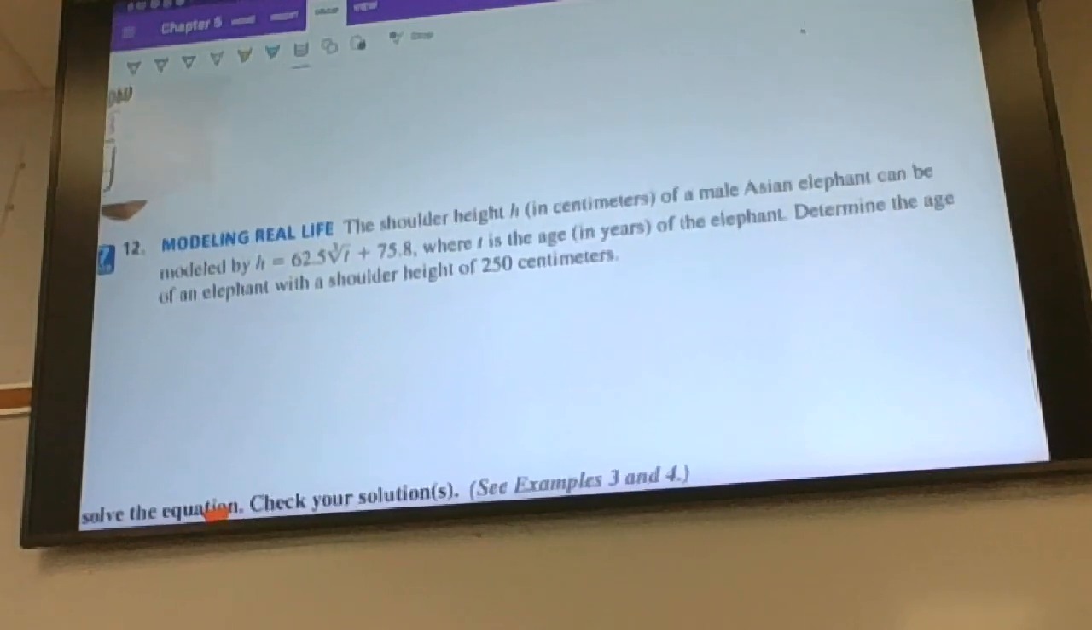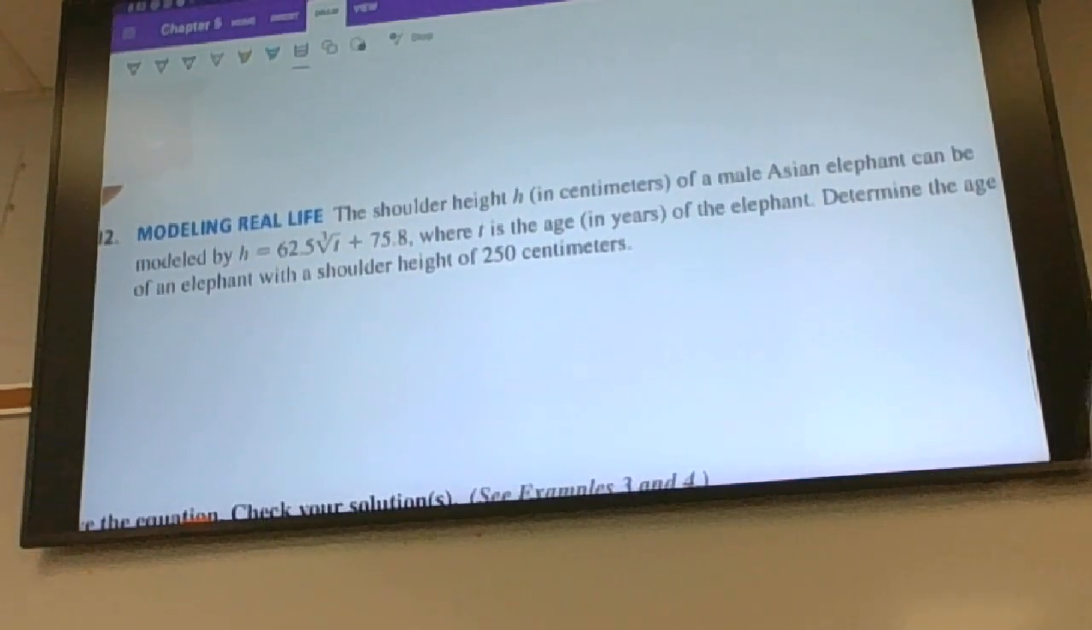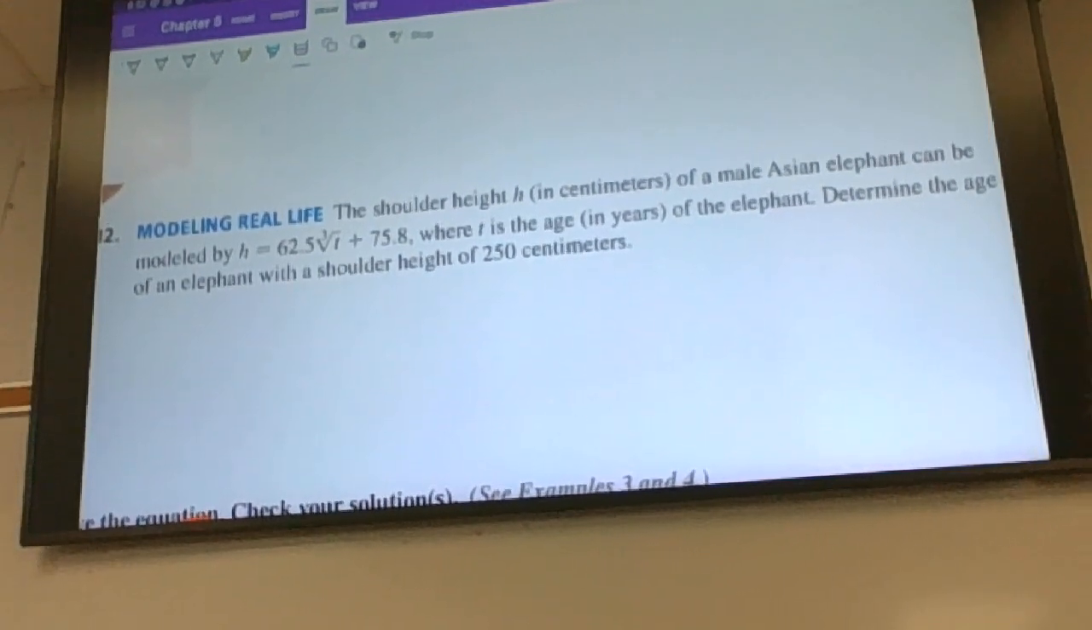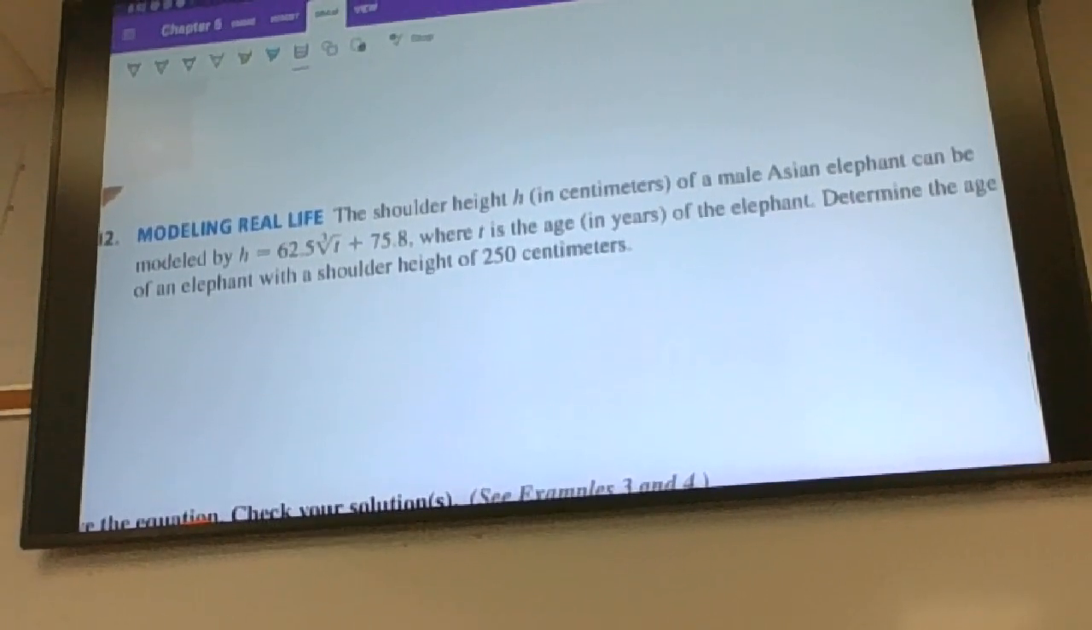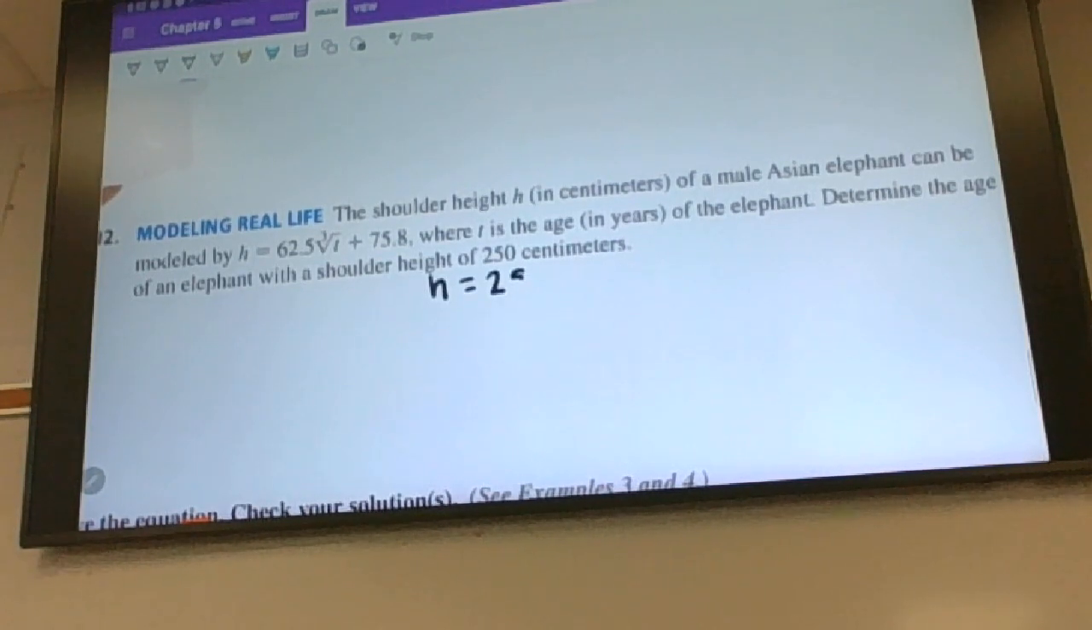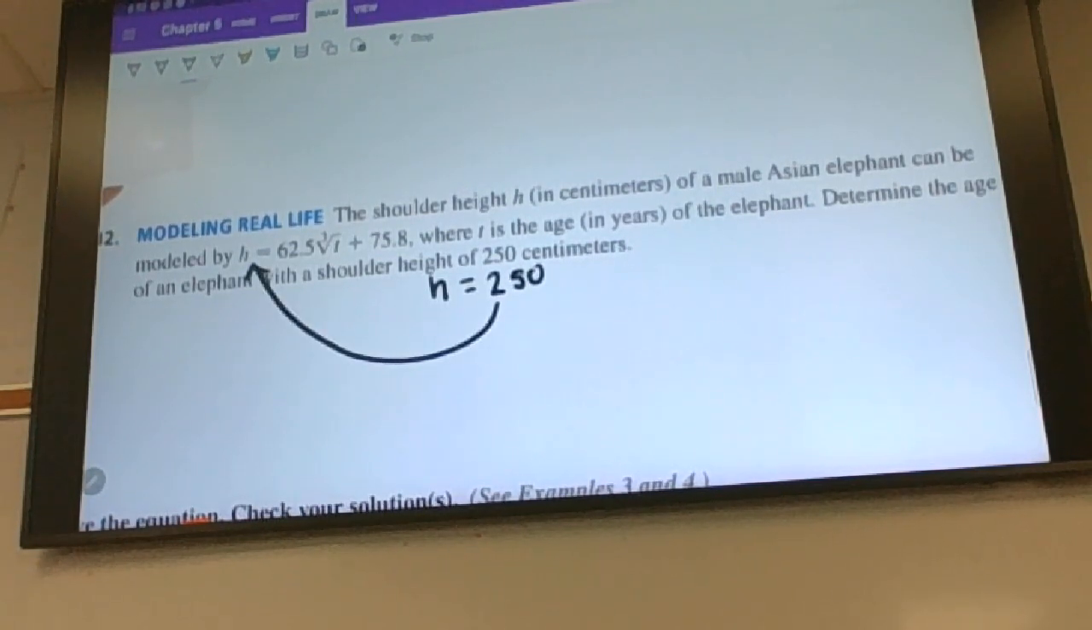It's okay, Libby. All right, the shoulder height in centimeters of a male Asian elephant can be modeled by h equals 62.5 cube root of t plus 75.8. t is the age in years of the elephant. Determine the age of an elephant with a shoulder height of 250. So this is h is 250. So we're gonna put 250 right here.